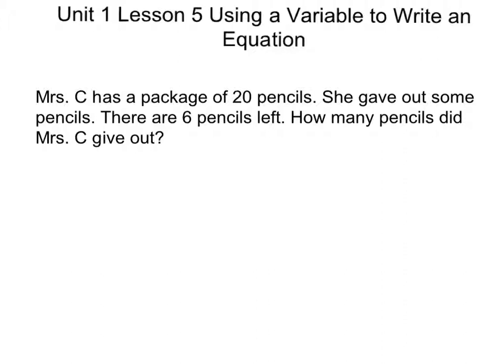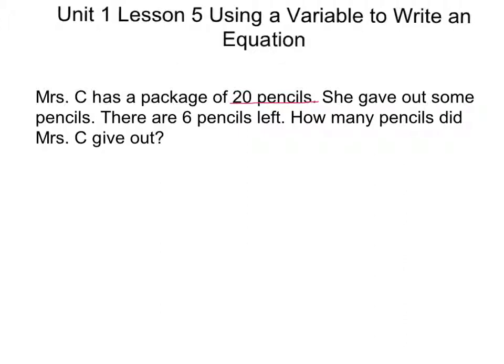So I've been telling the students that they want to break the word problems down. They want to look for numbers, and they want to look for terms that suggest some kind of operation, whether it be multiplication, division, subtraction, or addition. So if we just read the first sentence, Mrs. C has a package of 20 pencils. We know that 20 pencils is the total number that she has.